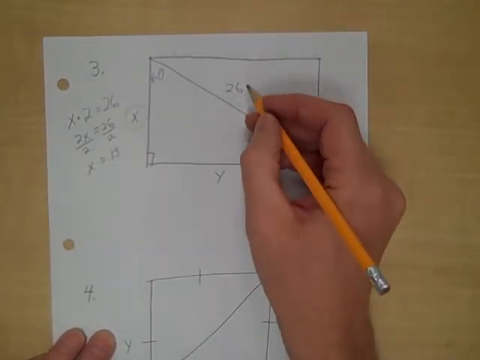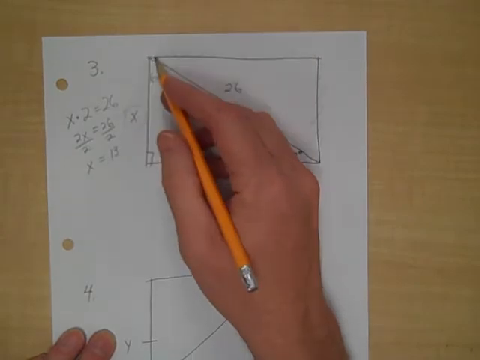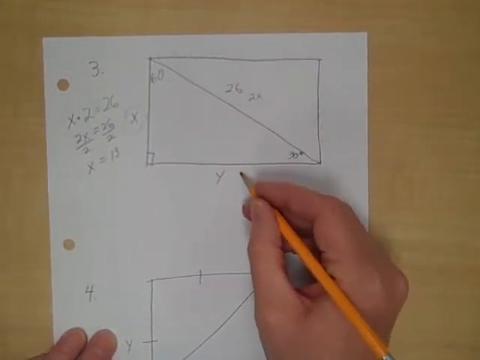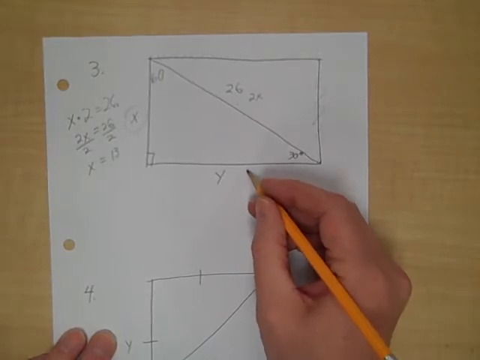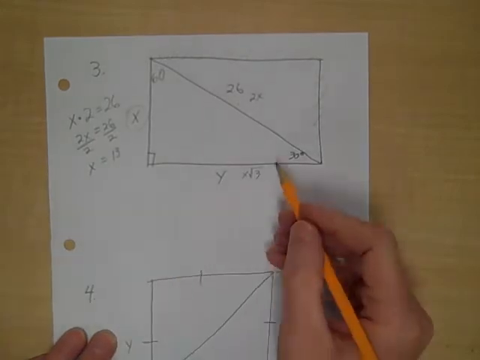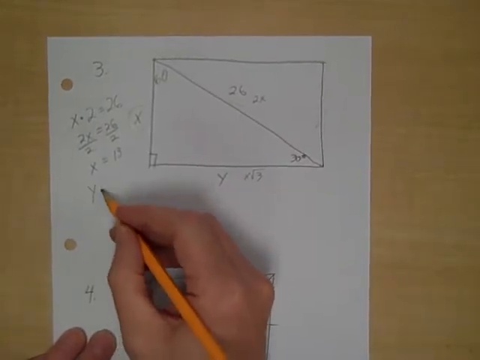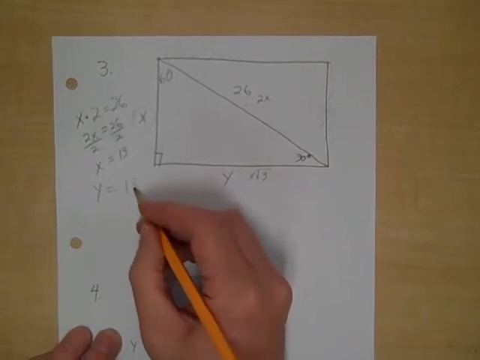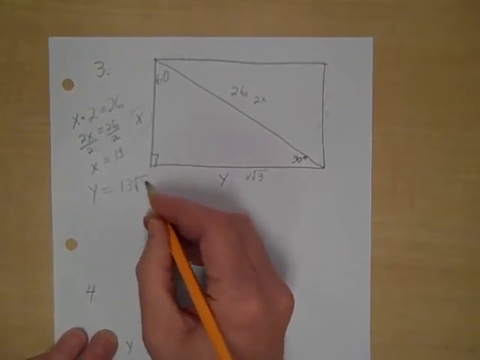Now, what you could do on all these, if this is the short leg x, this side's 2x, this side is x times the square root of 3. That's always going to happen in that. Now y, if I know x is 13, is going to equal 13 times the square root of 3.